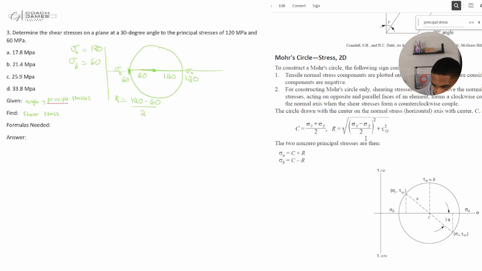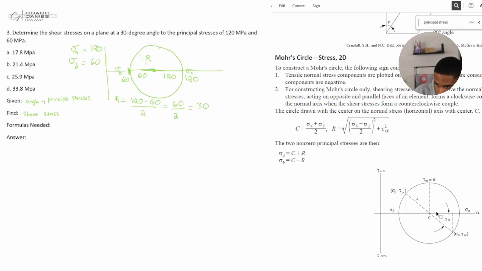Okay. All right. Right or wrong? So 60 divided by 2 is equal to 30. So I know my R is going to be 30. Okay. So I just found R of the circle. I just plotted my principal stresses, A, B, found the distance between the two, and I know that the center of those would give me my radius of it. So I know that all along the circle, my radius is 30.